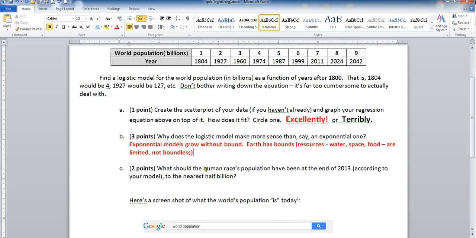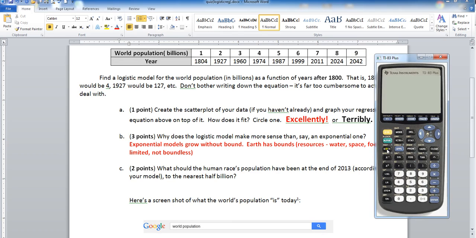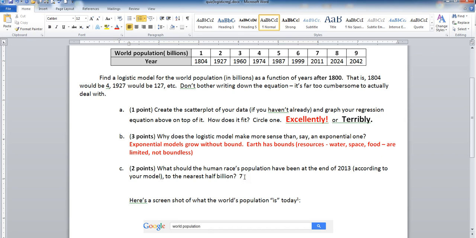What should the human race's population have been at the end of 2013? Okay, well, since we now have the model in Y1, we can go to our table. I'm going to set my table up like it is for you guys and go right to that table. And 2013 is 213 years after. It's saying right about 7 billion. It says to the nearest half billion, but it rounds to 7. I'm not sure why I said half billion. I should have just put billion. Doesn't matter. Same answer.